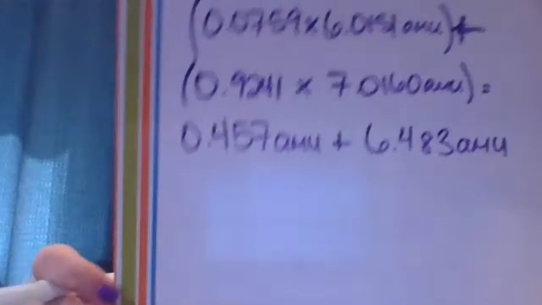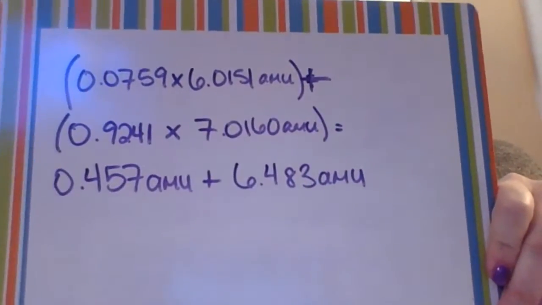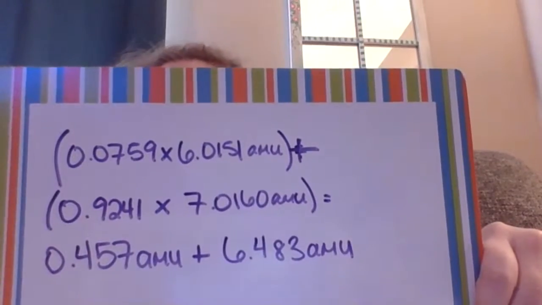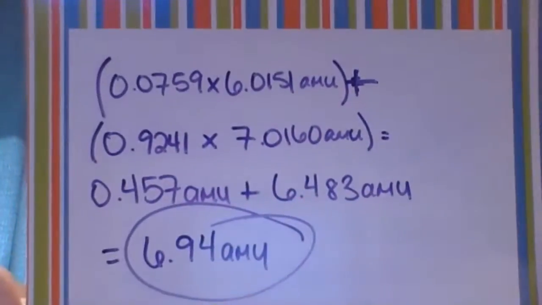And then that becomes 0.457 AMU plus 6.483 AMU. So that's the next step. It shows there. And of course, we have to remember our significant figures in this. So the last step just gives us the total, which is 6.94 AMU for isotopes 6 and 7 of lithium.